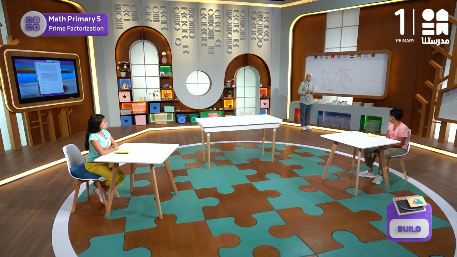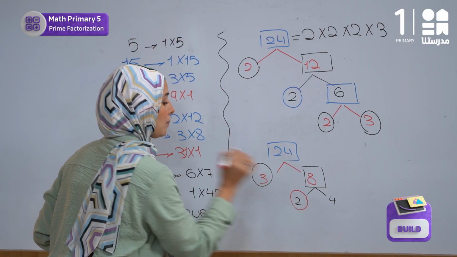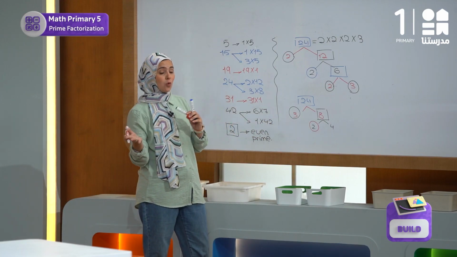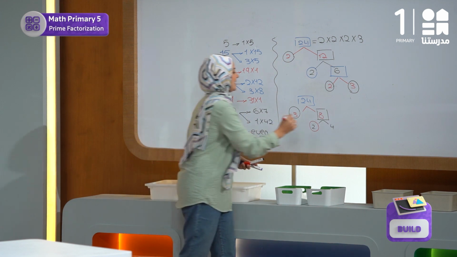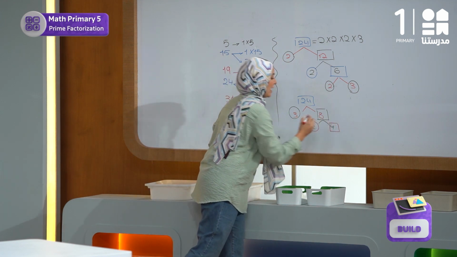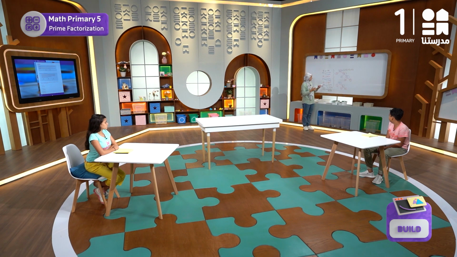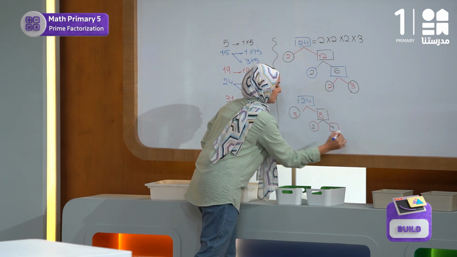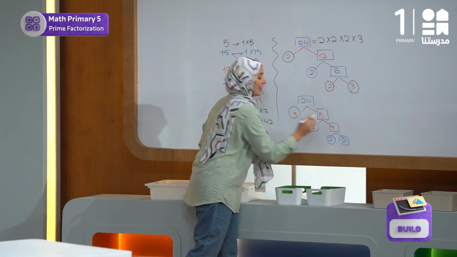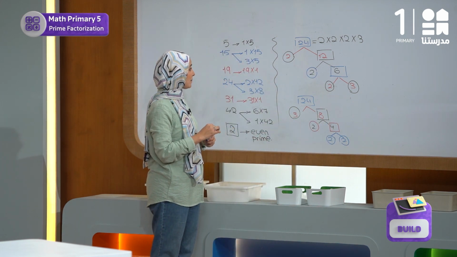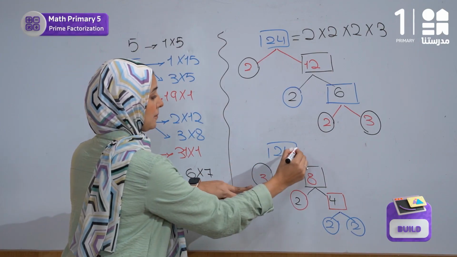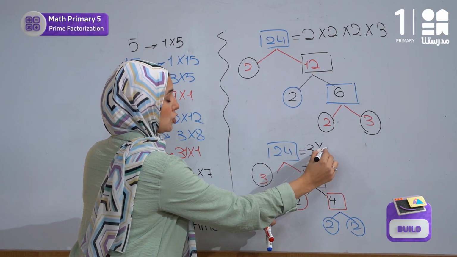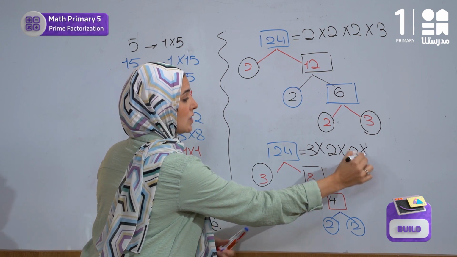Now, what do I do? I circle the prime number. So this is my prime number. What about 4? Is it prime or is it composite? Yes, it's composite. So I will draw a square. Now, the last step is to factor the 4 or to write it as the product of the 2 factors, which is 2 and 2. Now, what do I see? I have reached the same answer, which is 3 times 2 times 2 times 2.